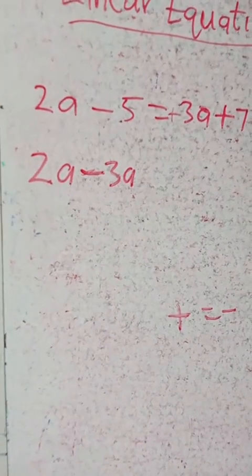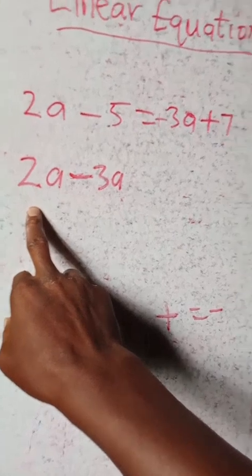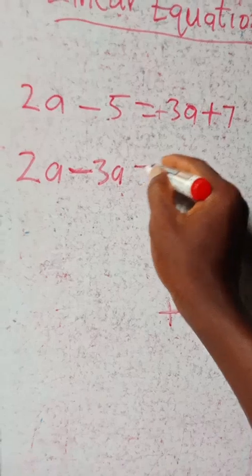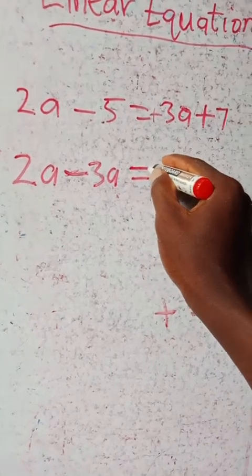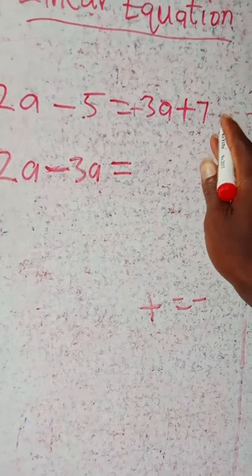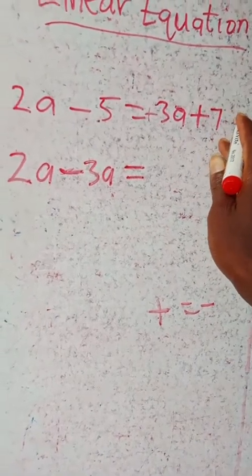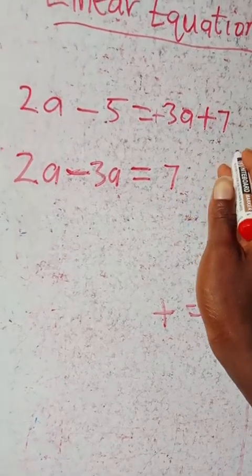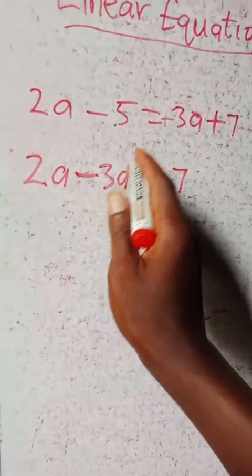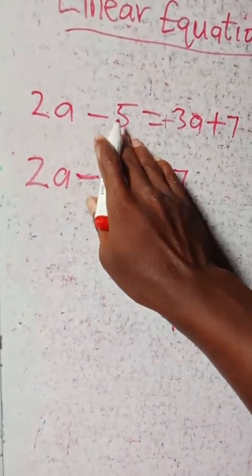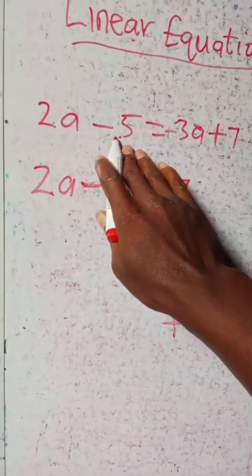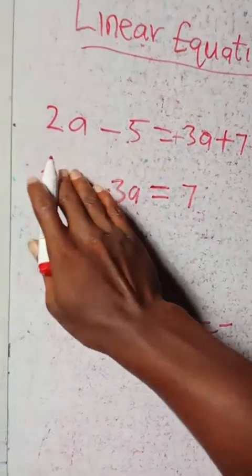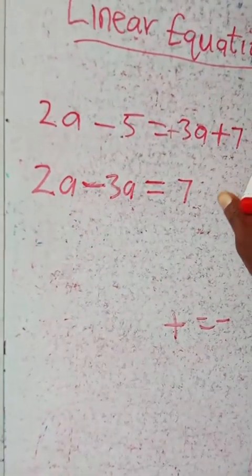Then these are the only two alphabets we have. The other ones are numbers, so we'll separate them with the equal to sign. After the equal to, what number are you seeing? It is 7, plus 7. And then it has a brother, and the brother is minus 5. Now minus 5 is an ordinary number, so it need not be with the alphabet. It's supposed to be with an ordinary number like 7.